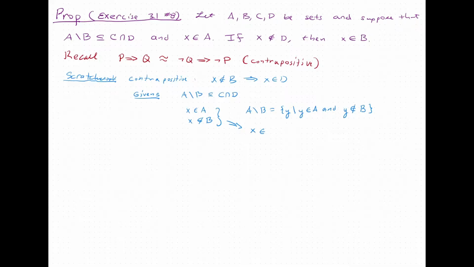But then if x is in A minus B, we have that A minus B is contained in C intersect D. And so we then have that x is in C intersect D, since A minus B is a subset of C intersect D. But then this is saying that x is in C and x is in D. But that's what we want to show. We have x is in D. So we got our desired conclusion. We have that x is in fact in D.